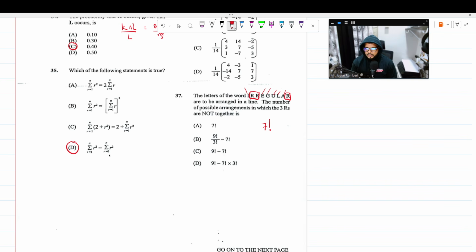Do we have any repeats? I, E, G, U, L? No. So the number of ways in which the R's are not together is the total number of ways take away the number of ways where the R's are together. The total number of ways is going to be 1, 2, 3, 4, 5, 6, 7, 8, 9 factorial over, since we have 3 letters repeating, 3 factorial. Take away that. So the answer is B.